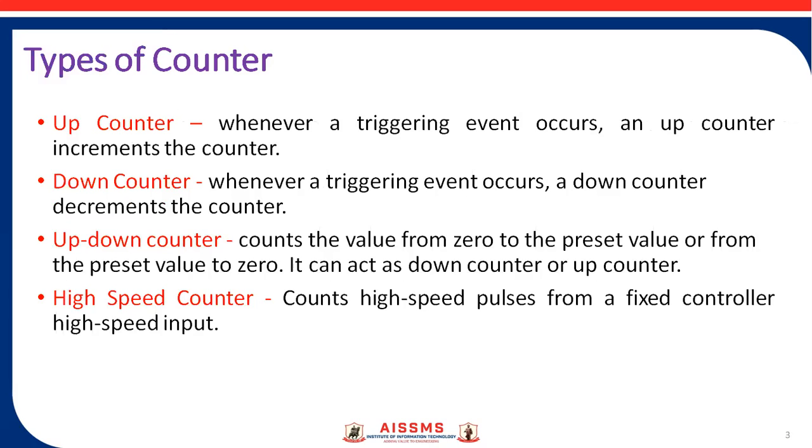Whenever a triggering event occurs, an up counter increments the counter. Whenever a triggering event occurs, a down counter decrements the counter. In up-down counter, it counts the value from 0 to preset value or from the preset value to 0. It can act as down counter or up counter. The high-speed counter counts high-speed pulses from a fixed controller high-speed input.